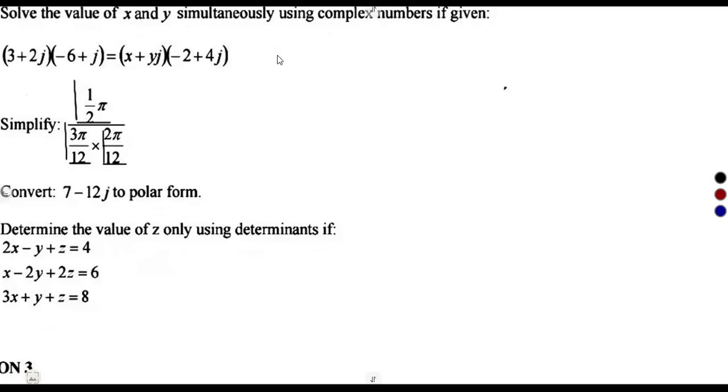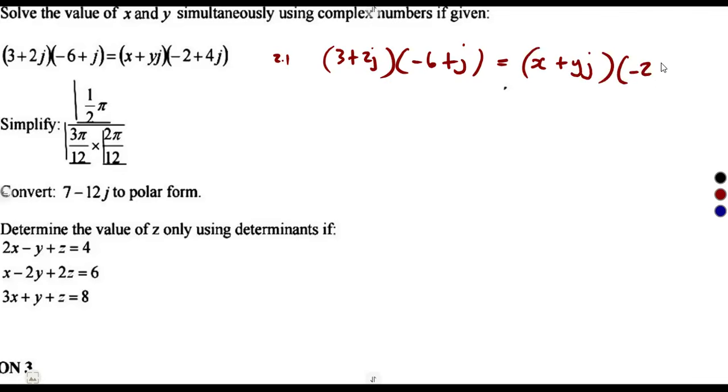All right, that's 2.1. So as you can see, we've got brackets there: (3 + 2j)(−6 + j) = (x + yj)(−2 + 4j). Let us just expand our brackets here and see, guys, what's going to happen, because so far I cannot say anything. So far, it's just complicated.